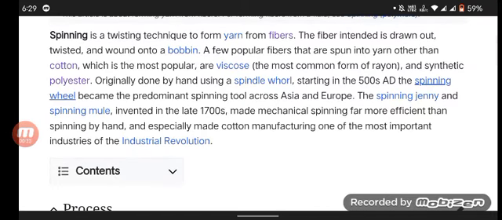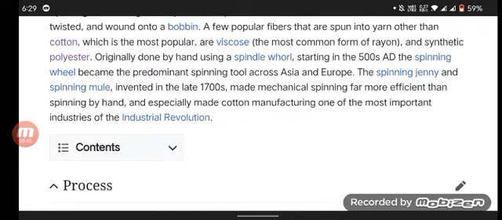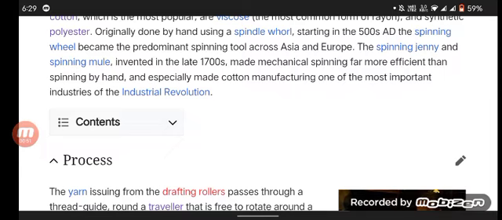Starting in the 500s AD, the spinning wheel became the predominant spinning tool across Asia and Europe. The spinning jenny and spinning frame, invented in the late 1700s, made mechanical spinning far more efficient than spinning by hand, and especially made cotton manufacturing one of the most important industries of the Industrial Revolution.